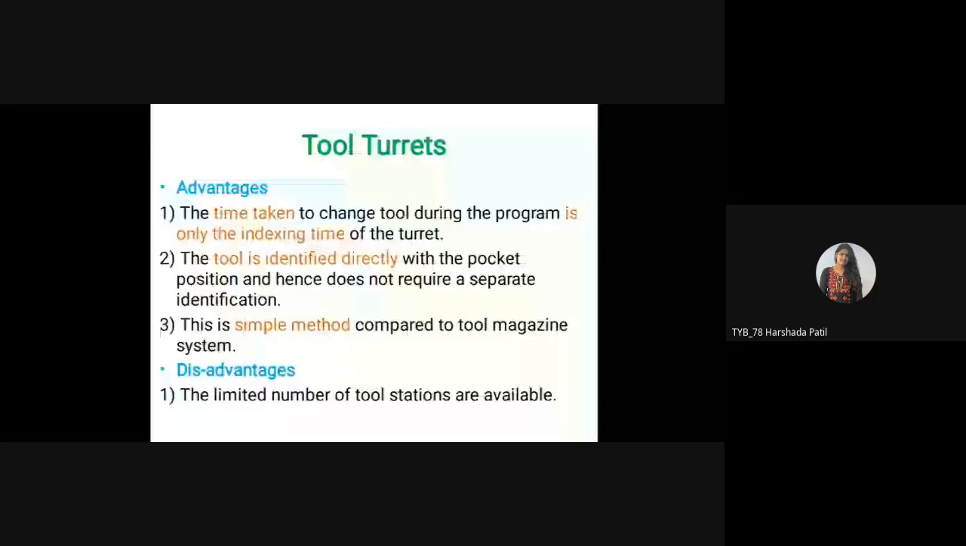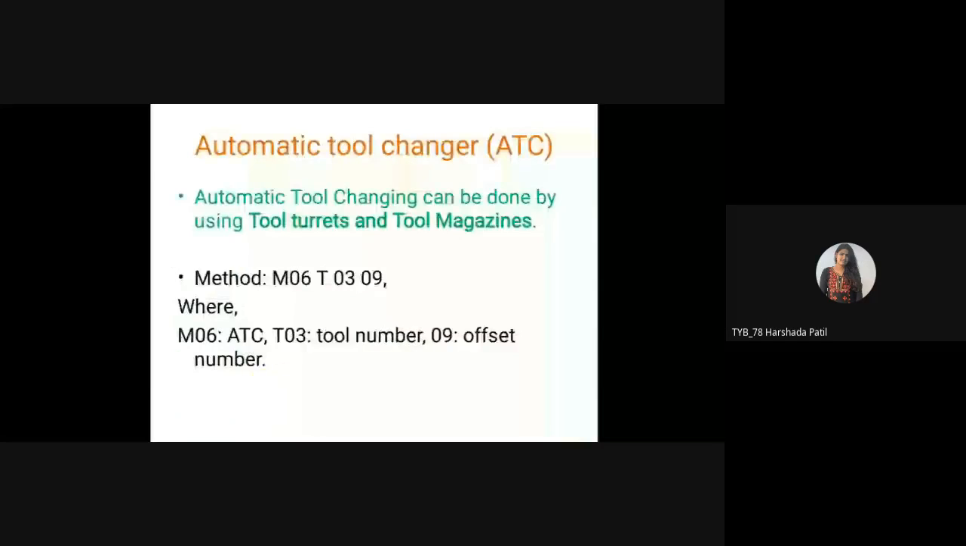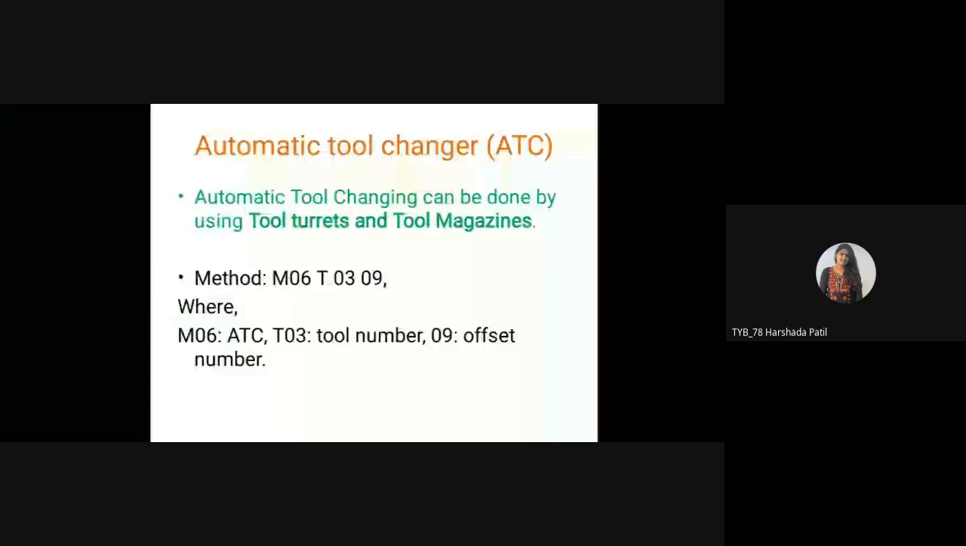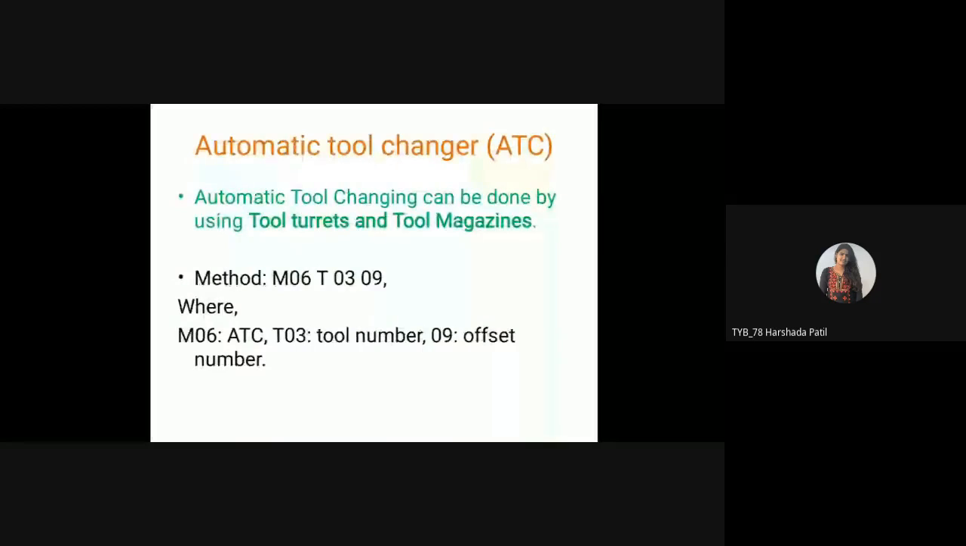Next, ATC, automatic tool changer, is one of the devices for changing the tool setup. One example is M06 T03, where M06 is the tool change command and T03 is the tool number setting for the particular operation like drilling, milling, boring. 09 is the offset, meaning the distance between the tool position and the workpiece position.